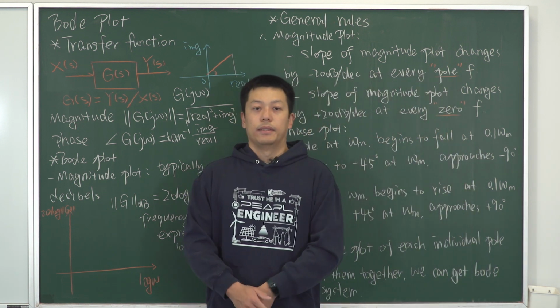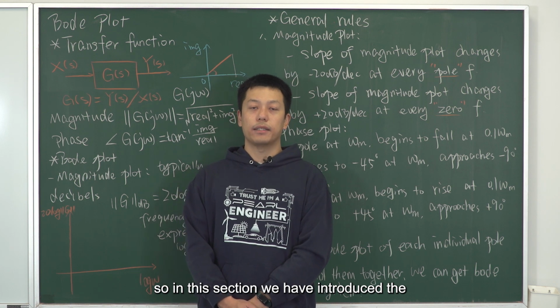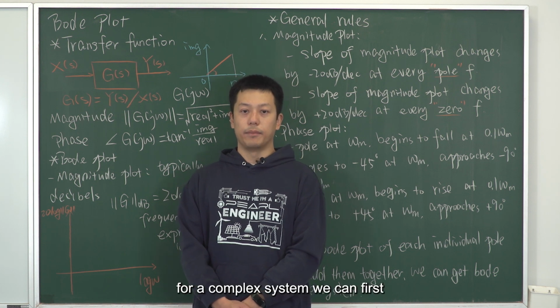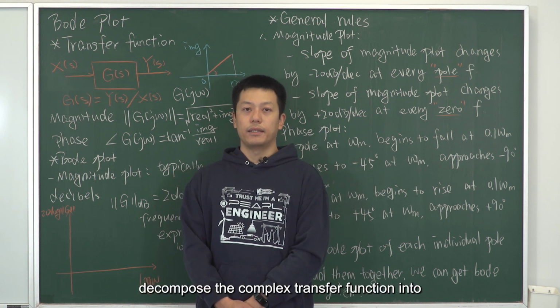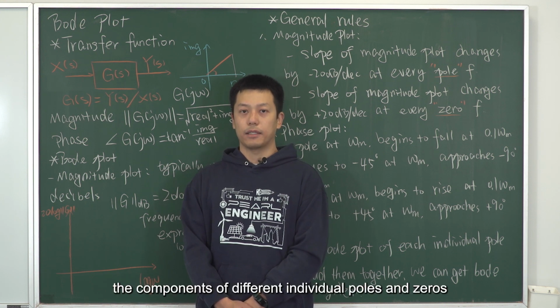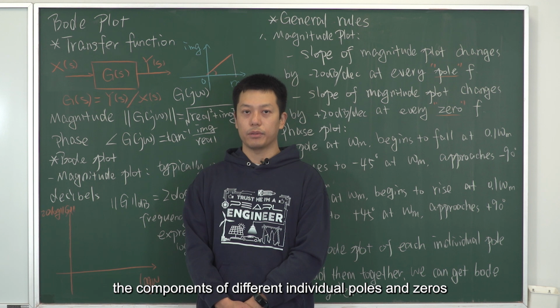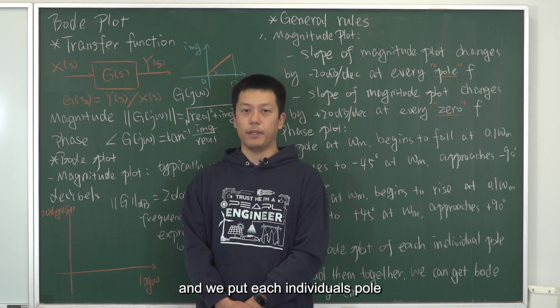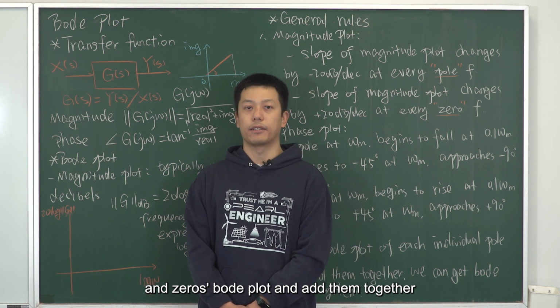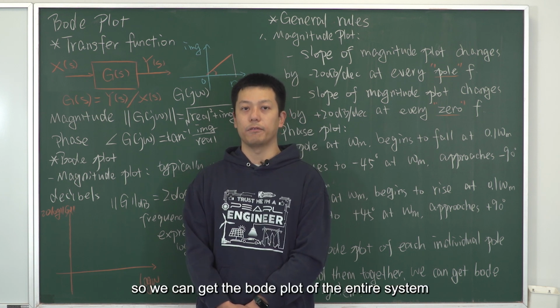Okay, in this section we have introduced the basic rules to plot the Bode plot. For a complex system, we can first decompose the complex transfer function into components of different individual poles and zeros. We plot each individual pole's and zero's Bode plot and add them together. So we can get the Bode plot of the entire system.